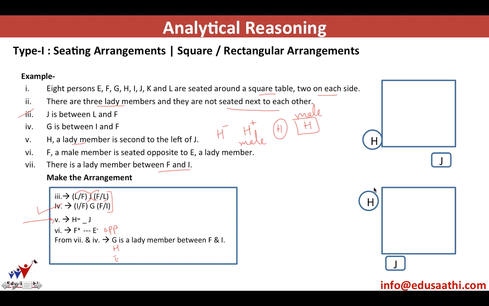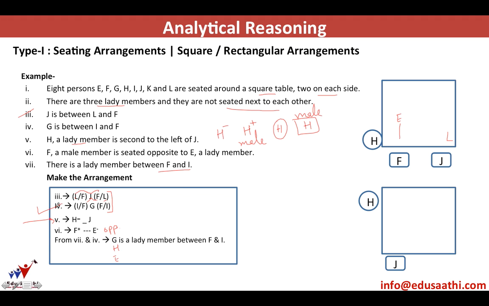So I have H over here. Using this fifth information, H is two places to the left of J. So these are two possible options. So where else do I find J? J is sitting between L and F. So wherever J is sitting, his neighbors would be F and L. So if I put F over here, then I know F, J, and I can put L over here. But it is also given that E is sitting opposite to F. So over here somewhere could be E.